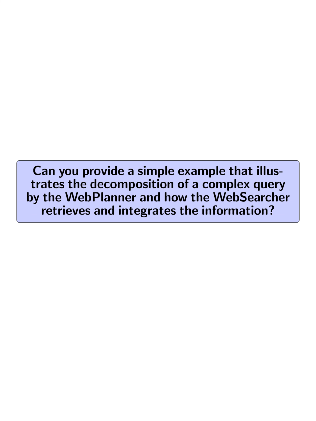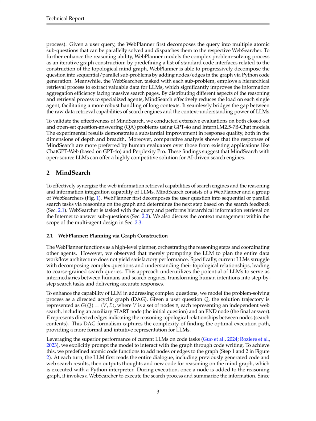Can you provide a simple example that illustrates the decomposition of a complex query by the web planner and how the web searcher retrieves and integrates the information? An example of how the web planner decomposes a complex query can be illustrated with a user question like, "What are the environmental impacts of plastic waste on marine life?" The web planner first breaks this down into several atomic sub-questions, such as, "What types of plastic waste are most harmful to marine life?" and "How does plastic waste affect different marine species?"